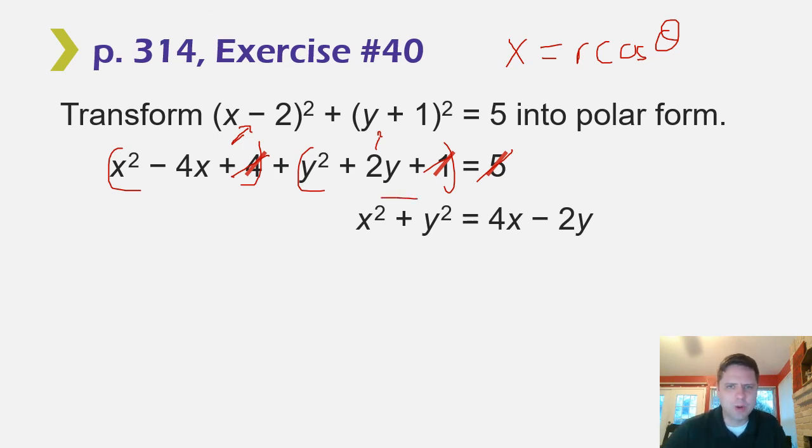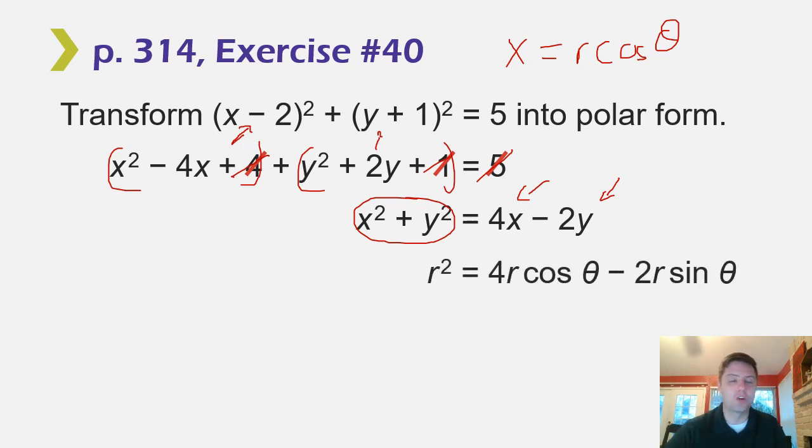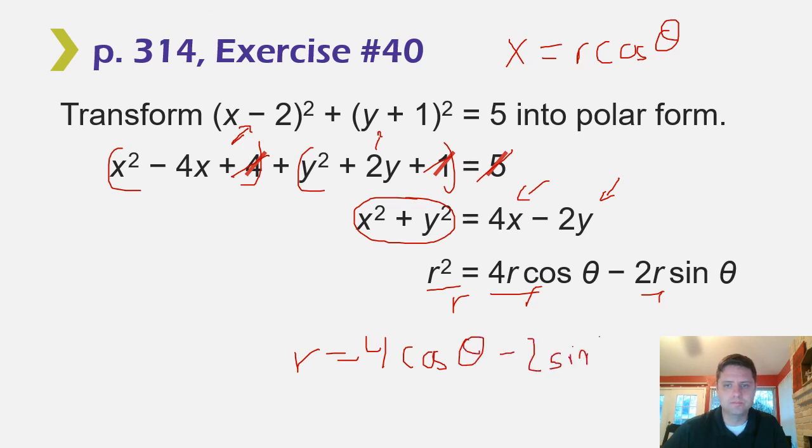Now, notice x squared plus y squared, we know that equals r squared. And now we plug in for x and y the r cosine theta and the r sine theta. And you get r squared equals 4r cosine theta minus 2r sine theta. Now all you have to do is divide everything by r. You get r by itself. And you get a final answer of r equals 4 cosine theta minus 2 sine theta. And you're done. I guess you could factor out a 2 and say 2 times the quantity 2 cosine theta minus sine theta, but either of those answers would be totally acceptable.